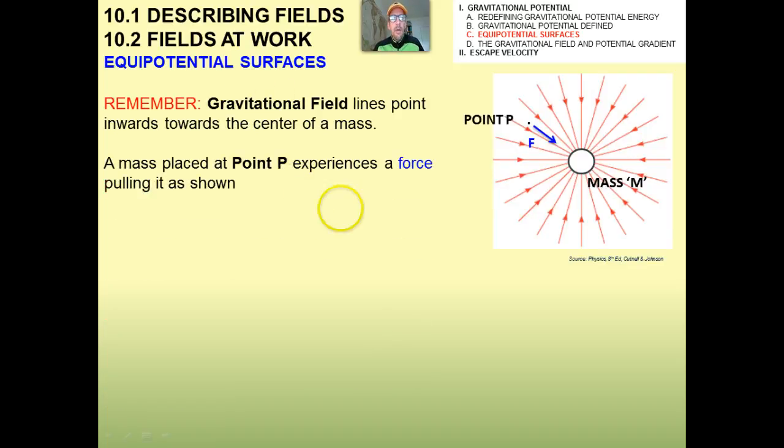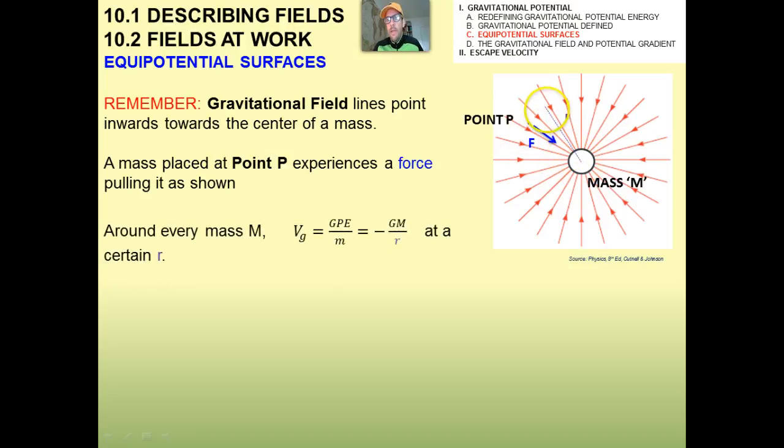Now remember that gravitational field lines point inwards towards the center of a mass. Any mass placed at a point P experiences a force pulling it, as shown, towards the center of that mass, okay? And the distance r makes a big difference, and obviously the mass of that object at point P also makes a difference.